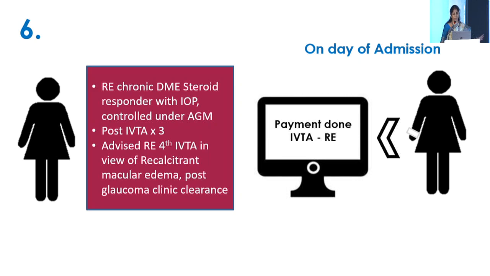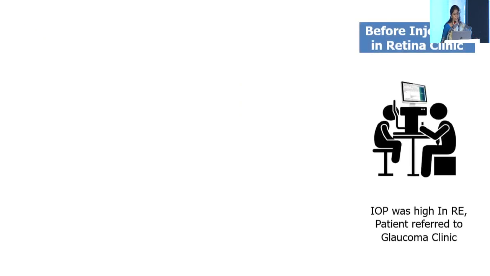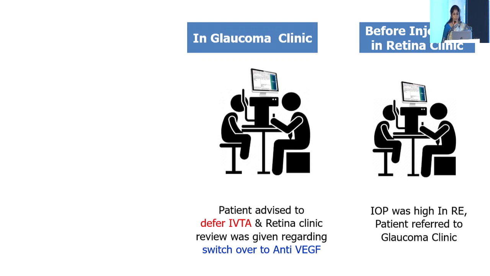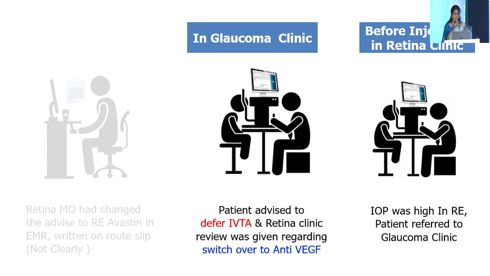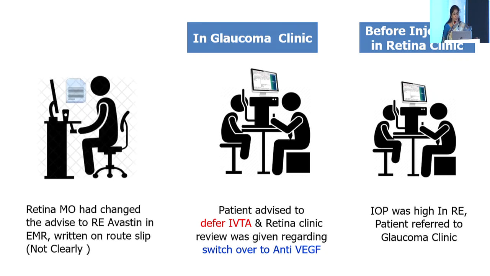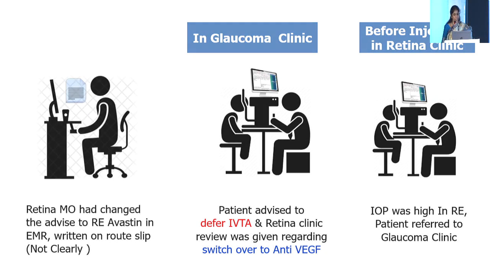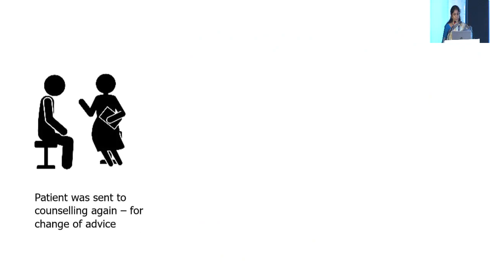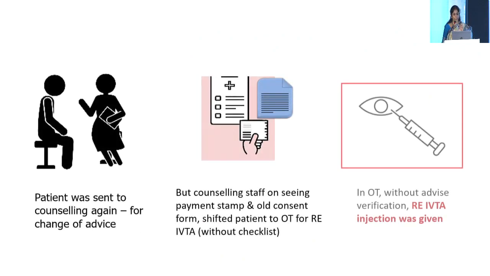The patient had come about multiple injections earlier, and was advised intravitreal triamcinolone, and the patient paid for the procedure. When the patient was about to leave, the doctor said, since the IOP is high, we'll just have a glaucoma clearance before surgery. The glaucoma consultant deferred IVTA and said, we'll go in for anti-VEGF. However, this advice was changed in the EMR. But what happened, the counselor did not mark it clearly on the case sheet.